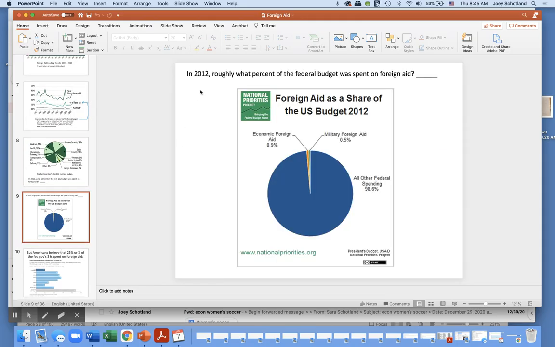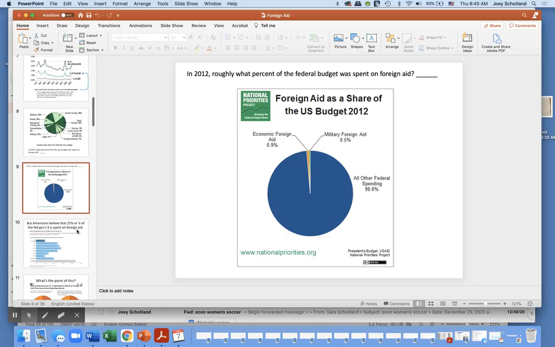Here you can see in 2012, economic foreign aid, about 1%. Military foreign aid, about another 0.5%. So roughly what percent of the U.S. federal government budget is spent on foreign aid? Is it a large amount or a small amount?